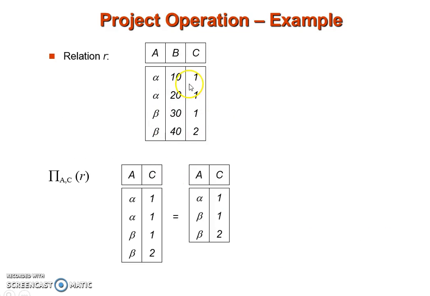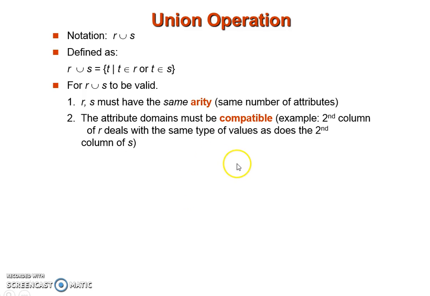In a general example, relation R consists of attributes A, B, C and tuples. We select only columns A and C, so we mention A and C and the relation name. It has a number of tuples, but some common tuples come up, alpha 1 and alpha 1. So that duplicate is eliminated and alpha 1 is written only once, then beta 1, beta 1. This is the result.